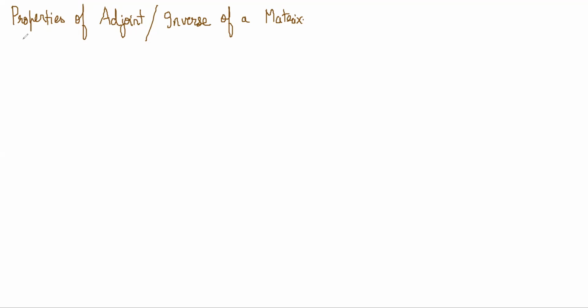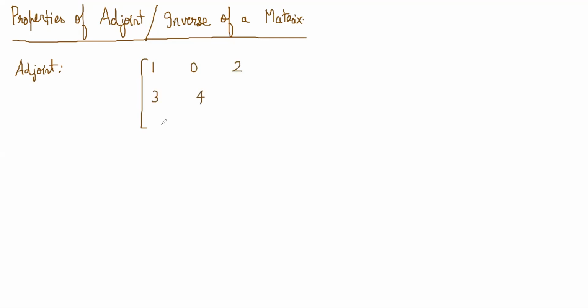Okay, so we'll continue from last class where we were discussing adjoint and inverse and how to get the inverse of a matrix, right? So I'll just quickly revise what an adjoint is and how to get it. Take any square matrix, say 1 0 2, 3 4 1, 0 0 1. This is some square matrix called A. How to get the adjoint? First step is to take the cofactors of each element, right?